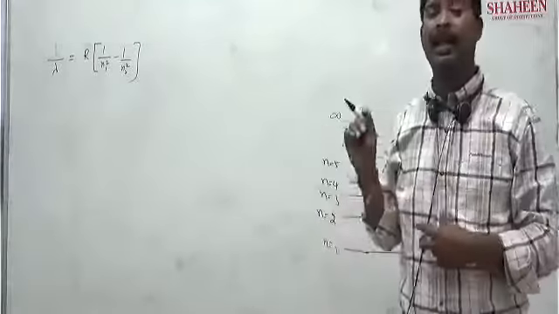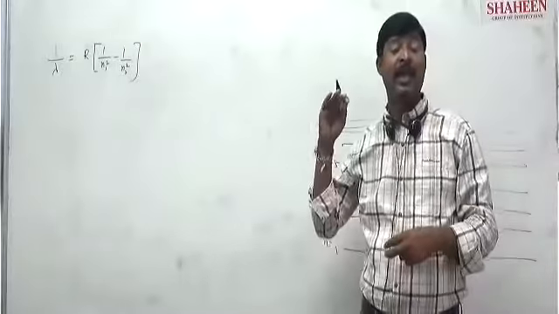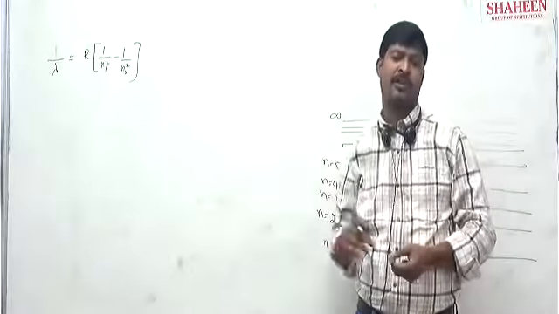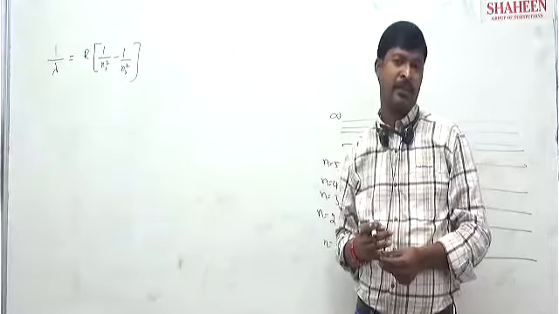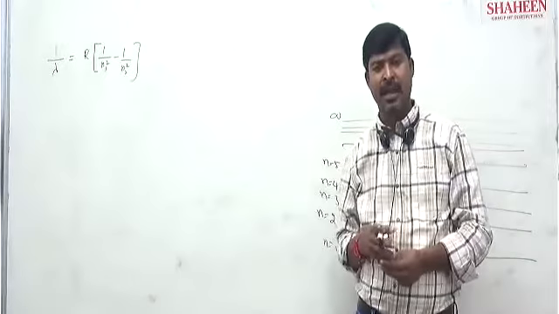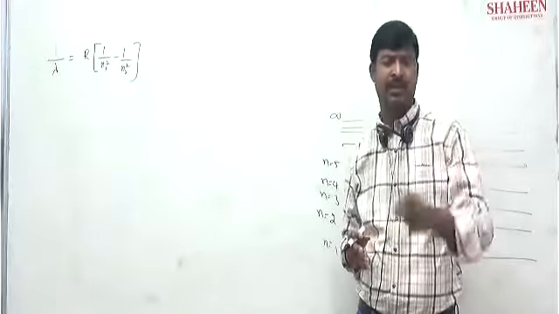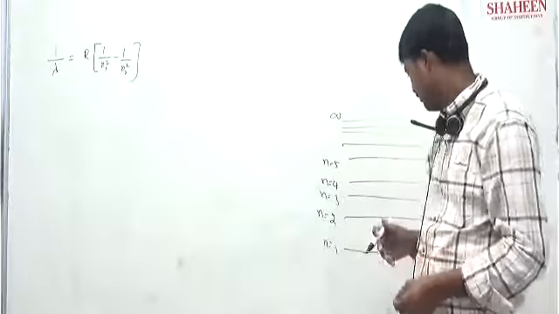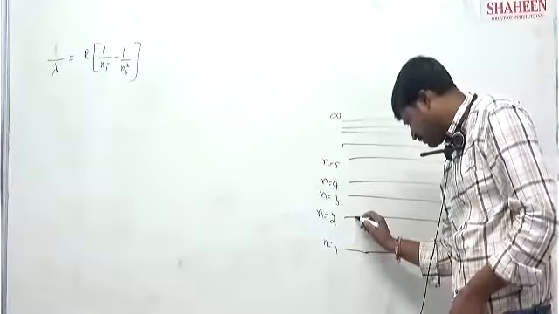That means the electron comes from any higher energy level or any excited state to the ground state. That lies under the Lyman series, and I told you it lies in the UV spectrum, or ultraviolet region.